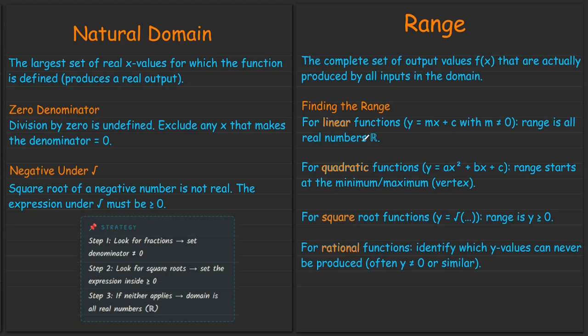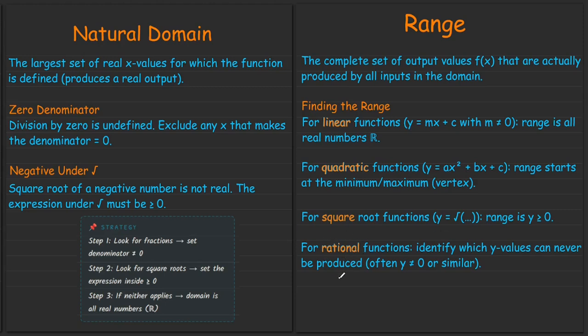So for linear functions, the range is all real numbers. Every real number forms part of the range of linear functions. On the other hand, for quadratic functions, the range starts at the minimum or maximum. I'll show you that as well. For square root functions, the range is always y greater than or equal to 0. Because for a square root, we definitely do not have the square root of a negative number. So the range will represent all numbers greater than or equal to 0.